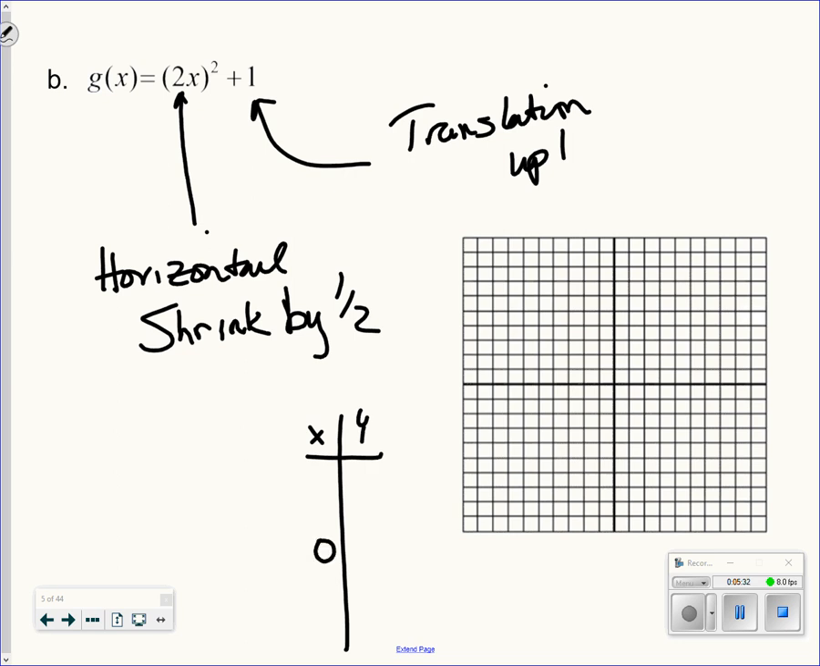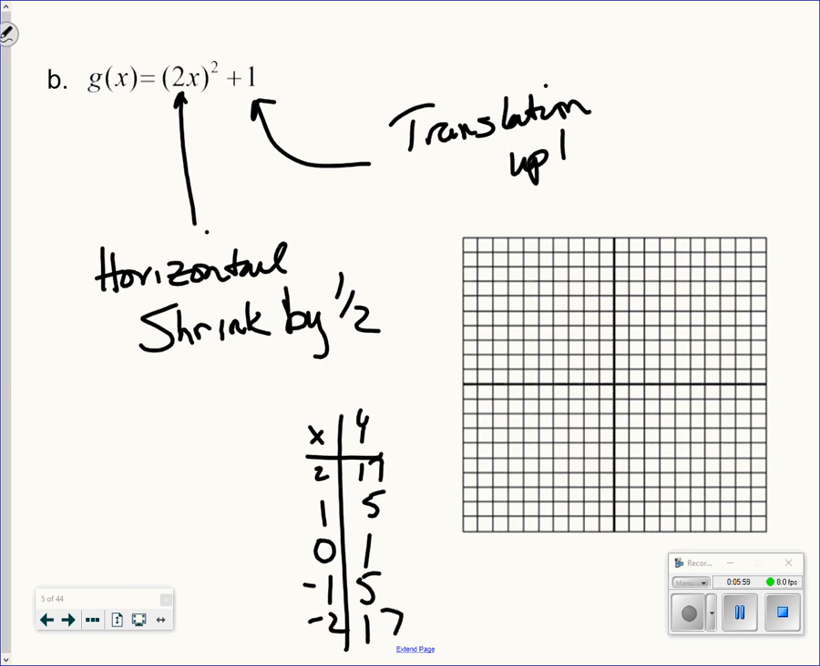And I put in 0, I get 1. I put in a 1, I get 3. I put in a negative 1. Whoops, let me try that. 1, I get 5. Negative 1, I also get 5. 2, 2 times 2 is 4, squared would be 16, plus 1 would be 17. Negative 2 would also be 17.